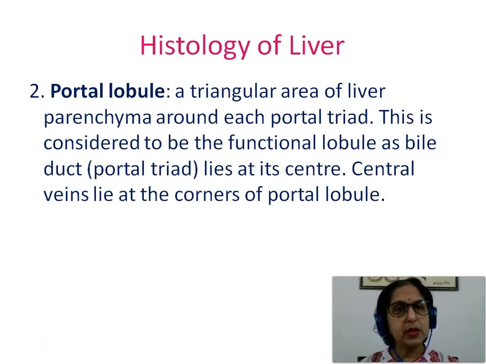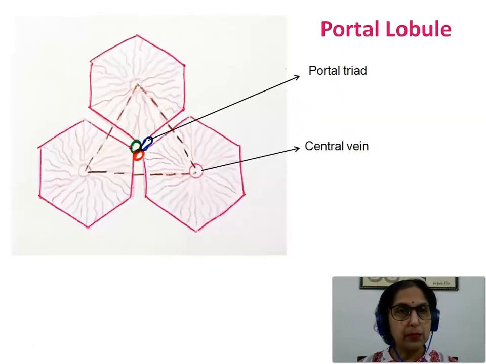Next we study the portal lobule. This is a triangular area of liver parenchyma around each portal triad. So here in the center lies the portal triad. It is considered to be the functional lobule as the bile duct, which is present in the portal triad, lies at its center, whereas central veins lie at the 3 corners of the portal lobule. This here is a diagram showing us the portal lobule. So as we see, the portal lobule is a triangular structure. At its center lies the portal triad, and its 3 angles show the presence of the central vein.